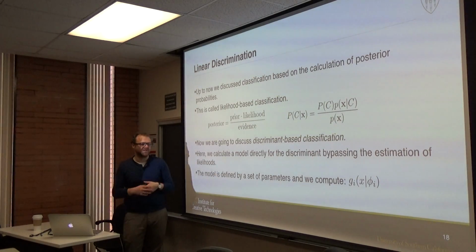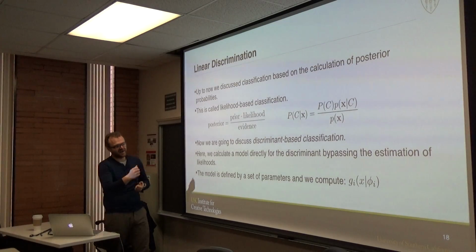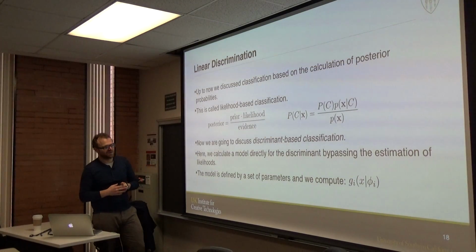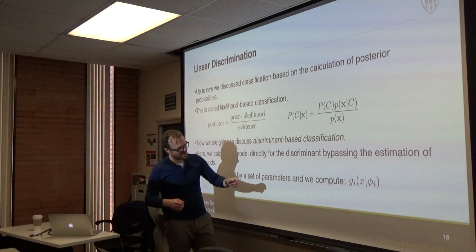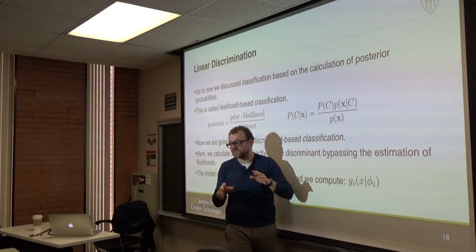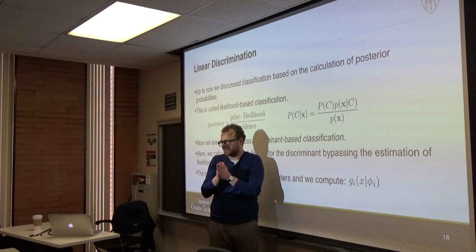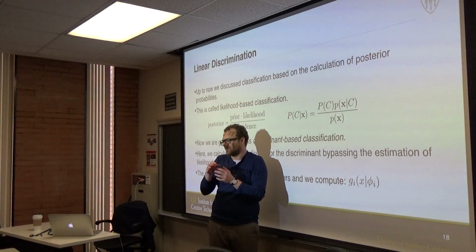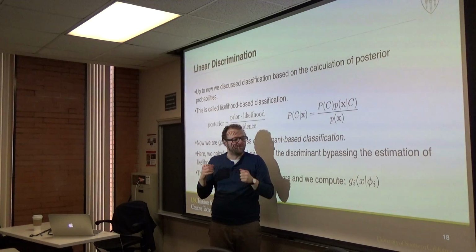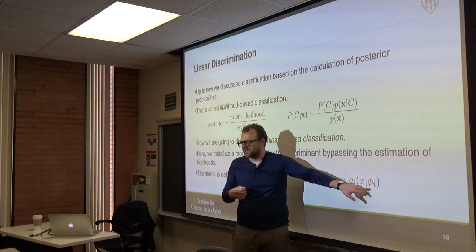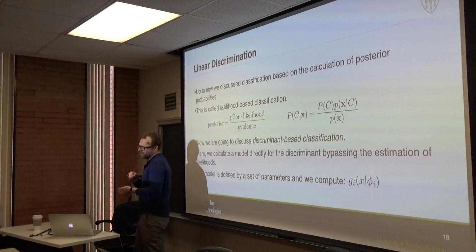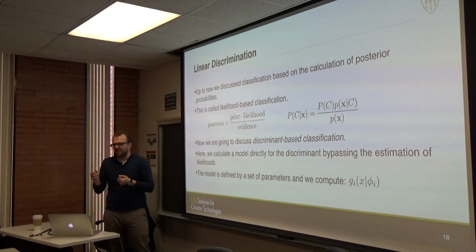For example, this g_i of x given certain parameters phi, which we're going to learn. So the discriminant function is always going to stay the same. We're deciding if we want a linear function or a quadratic function or a logistic function, but these parameters are going to change. Okay, so we want to find the optimal parameters for a certain discriminant function.